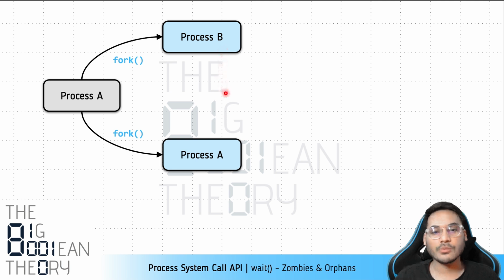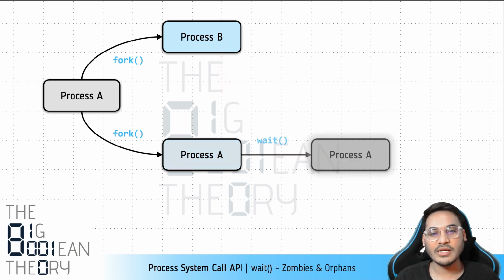Let's say process A invokes the wait system call. When it does that, its execution is suspended by the operating system, right? Now the idea here is that process A has been halted until one of its child processes terminates. So when process B terminates, only then will process A resume execution. That is the idea behind the wait system call. It suspends the execution of the parent process until one of its child processes terminates, right?